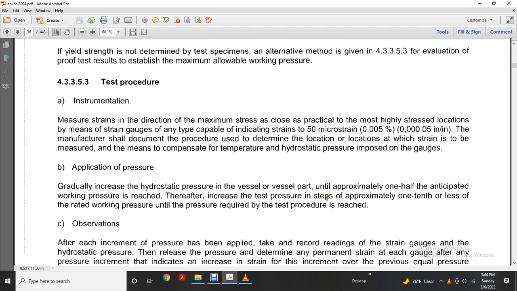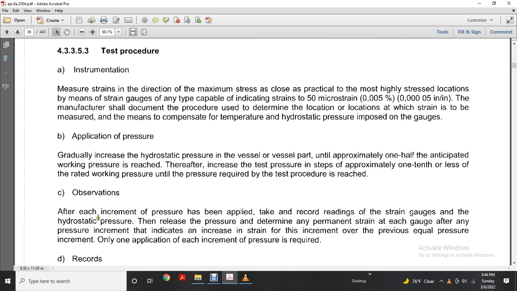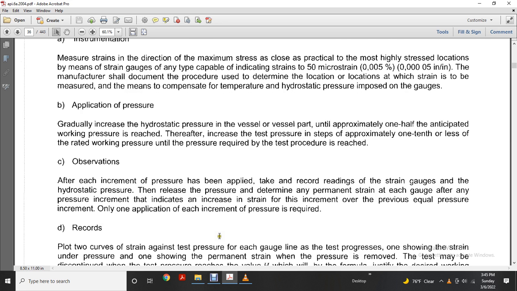Thereafter increase the test pressure in increments of approximately 1/10 of the rated working pressure or less until the pressure required for the test procedure is reached. Observation: after each incremental pressure has been applied, take and record readings of the strain gauges and of the hydrostatic pressure, then relieve the pressure. Determine the permanent strain at each gauge after each pressure increment, indicating the strain of the increment over the previous increment. Only one application of the pressure increment is required.